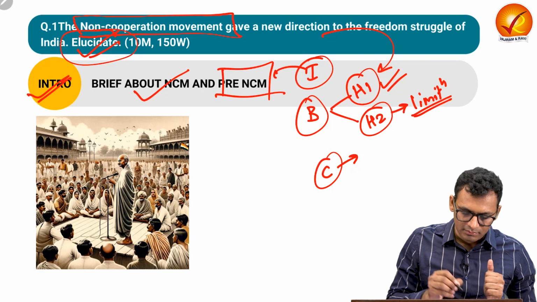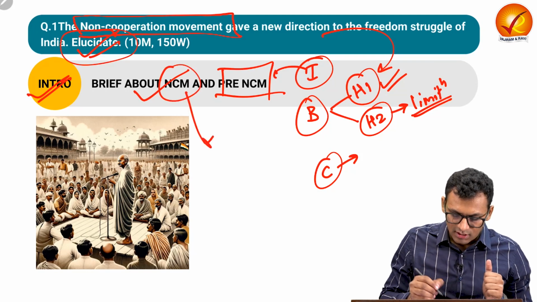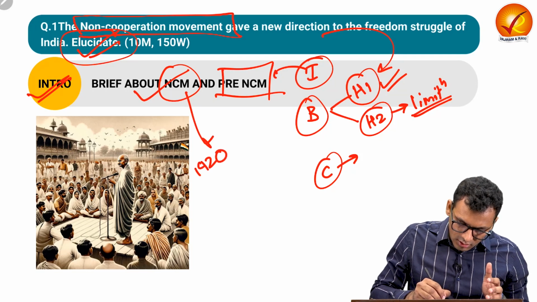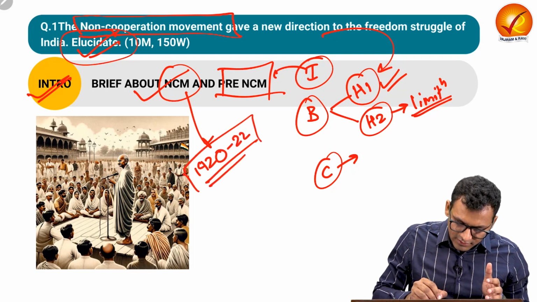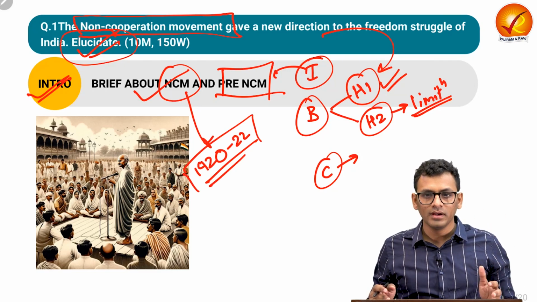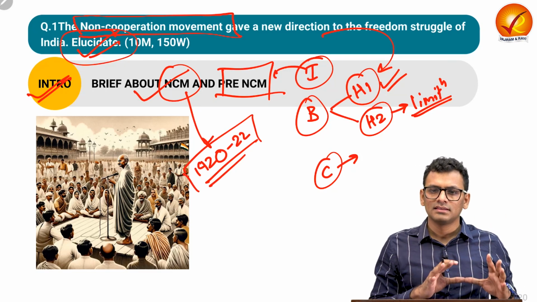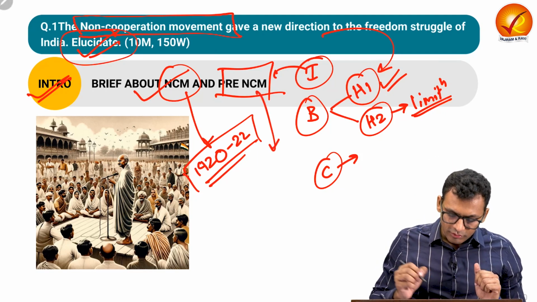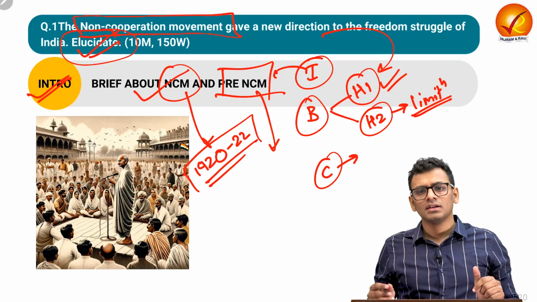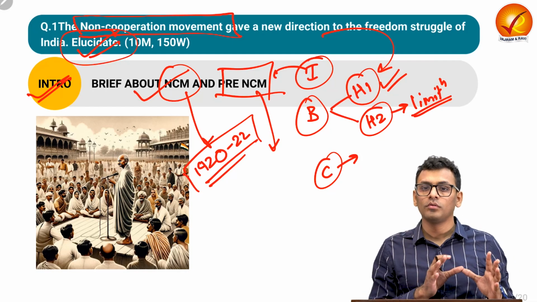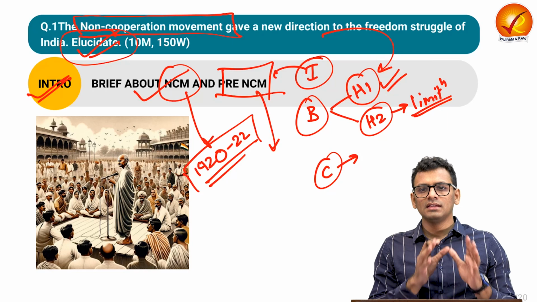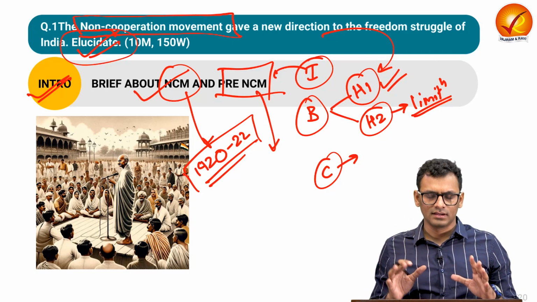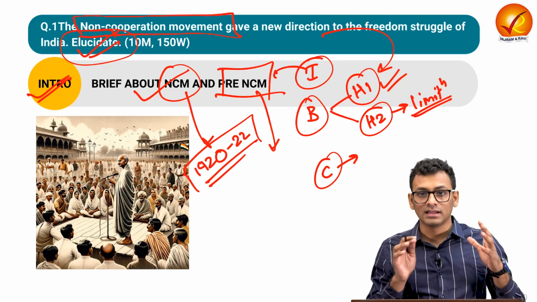In the introduction, you can briefly talk about the non-cooperation movement, where we can talk about how it was a series of events which merged with Khilafat movement and was led by Gandhi's ideal principles of satyagraha and non-violence. You can also talk about pre-non-cooperation movement. Over here, you can talk about how before non-cooperation movement, India's freedom struggle was limited geographically as well as demographically. So that is something you can talk about in the introduction.